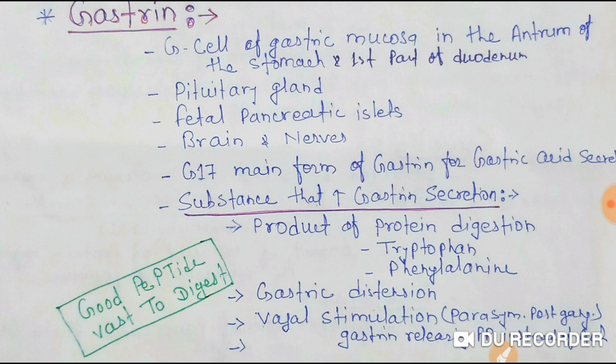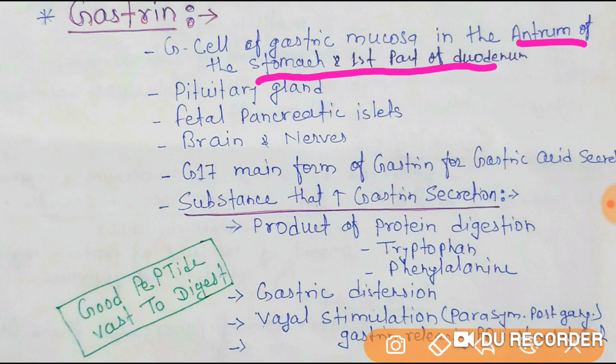So gastrin is secreted from the antrum of the stomach and the first part of the duodenum, and also from the pituitary gland, fetal pancreatic islet cells, and brain and nerves. Many forms of gastrin are present. The main forms of gastrin are G17 and G34, which are the main forms present in gastric acid secretion.